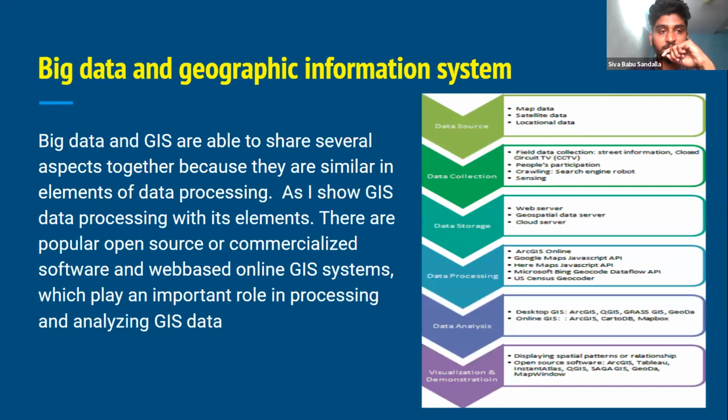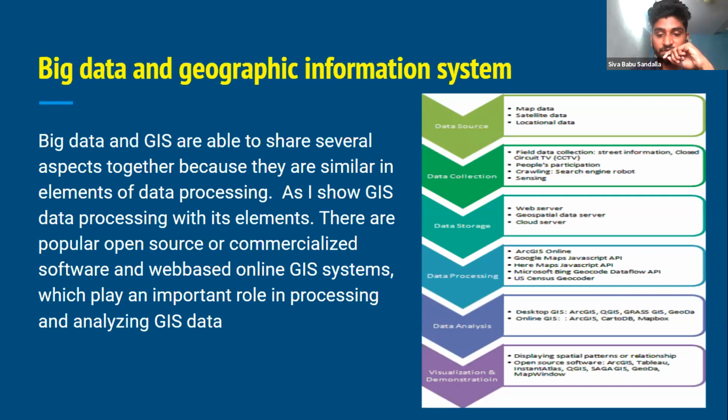And coming to big data and GIS, big data and GIS are able to share several aspects together because they are similar in elements and data processing. As you can see in the figure I just showed, the GIS data processing with its elements. There are popular open source or commercialized software and web-based online GIS systems, which play an important role in processing and analyzing GIS data.